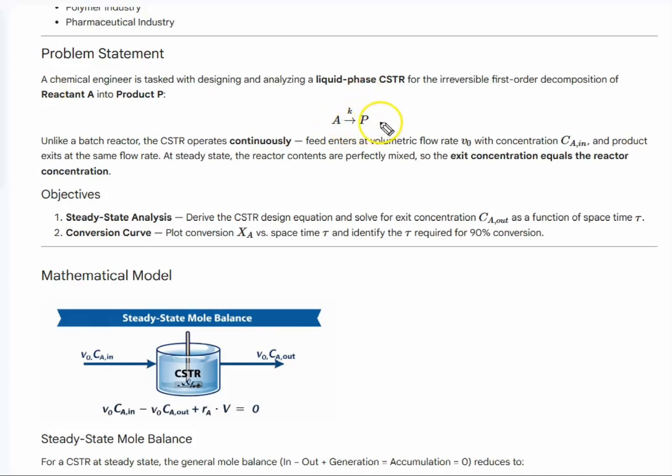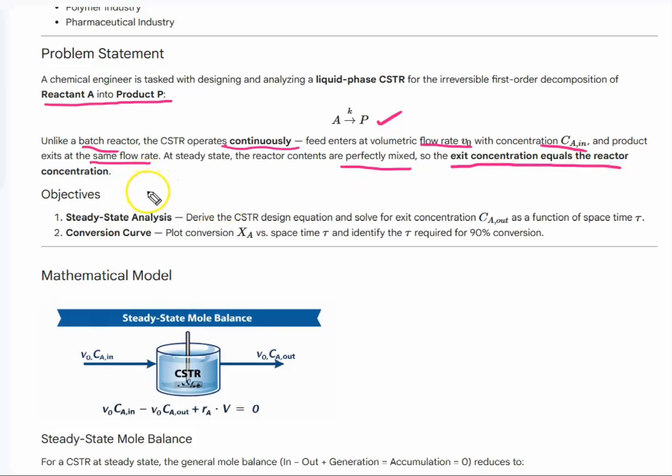Reactant A decomposes irreversibly into product P following first order kinetics. But here is the key difference. In a batch reactor, we charged the vessel first, then waited and emptied it. In a CSTR, the reactor runs continuously. Fresh feed streams in at volumetric flow rate V0 with inlet concentration Ca in, and product exits at exactly the same flow rate. Because the reactor is perfectly mixed, that's the stirred in CSTR.